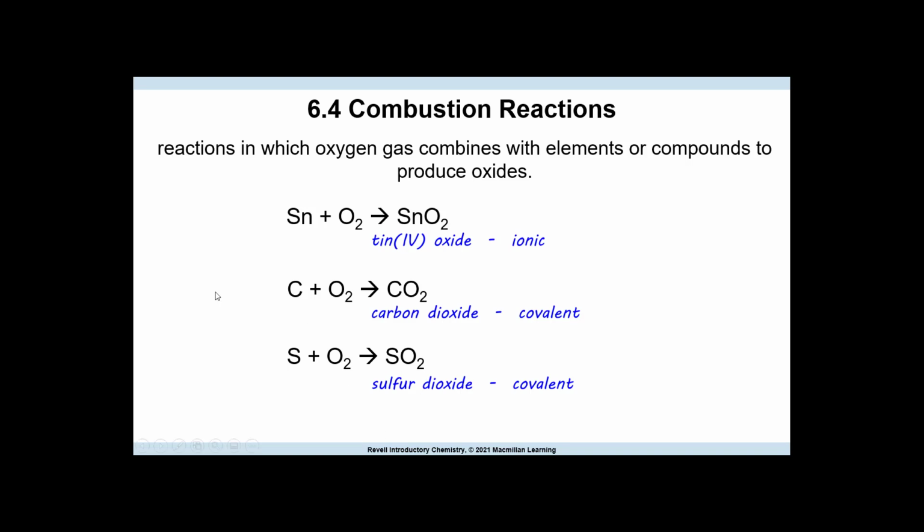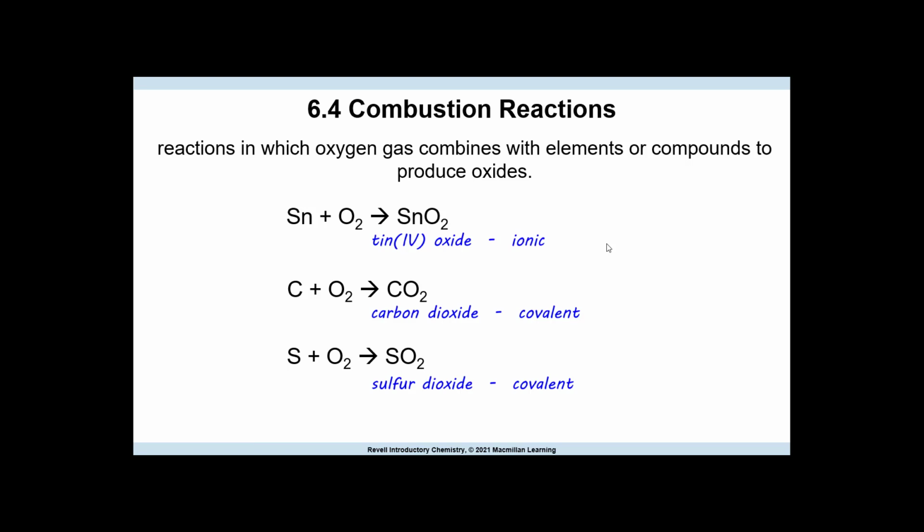nonmetals, carbon and sulfur. The first product, tin(IV) oxide: remember, this is a 2 negative, this is 4, and when it's reduced down, that's where you're seeing the 2. So what you would see is a 4 and a 2. You divide by 2, it still leaves a 2. So the first product, tin(IV) oxide, is an ionic compound.